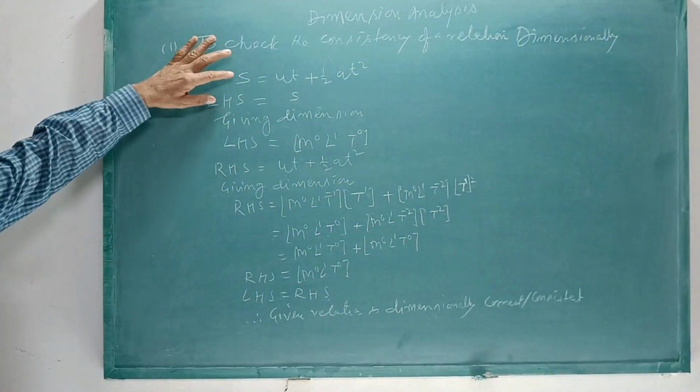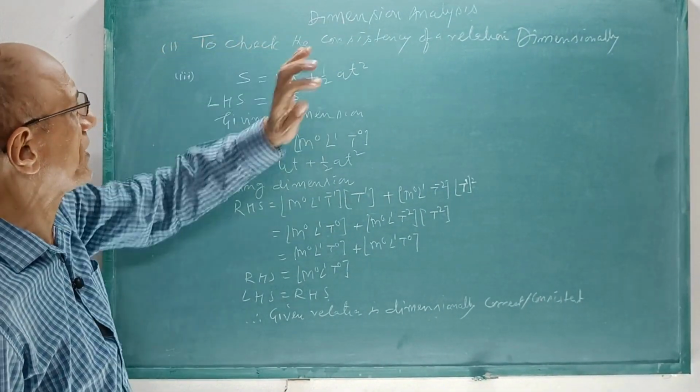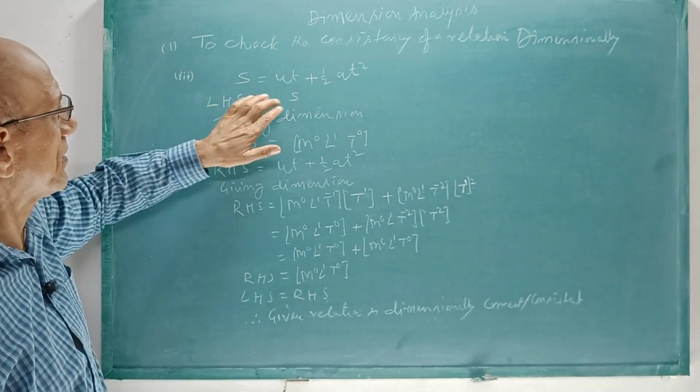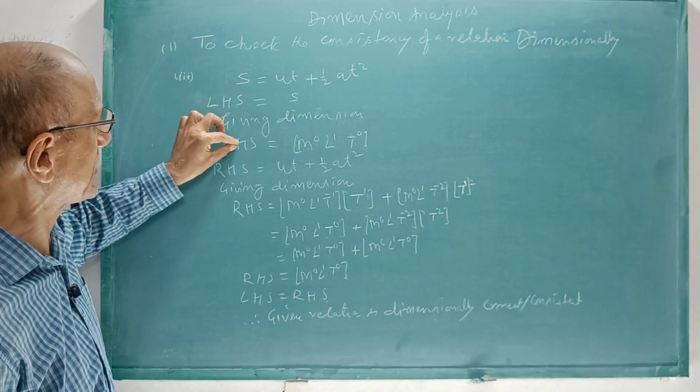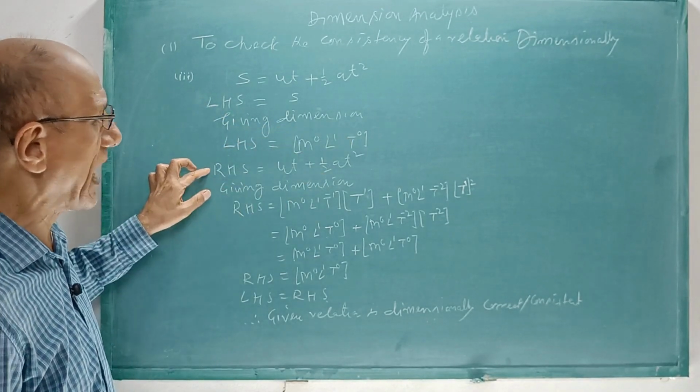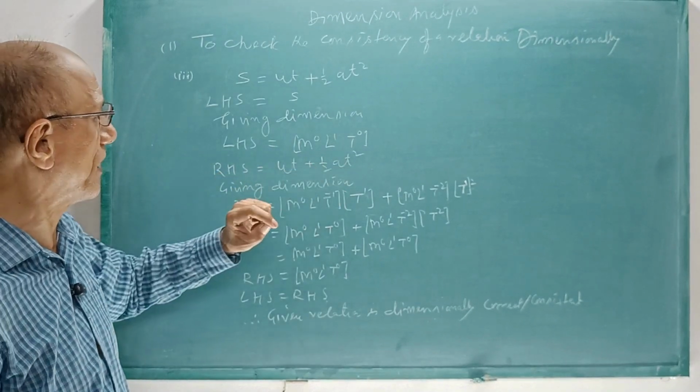So here we can say this is s equals ut plus half at square. LHS is S, which is the length or displacement. So LHS is equal to M0 L1 T0. RHS is ut plus half at square.